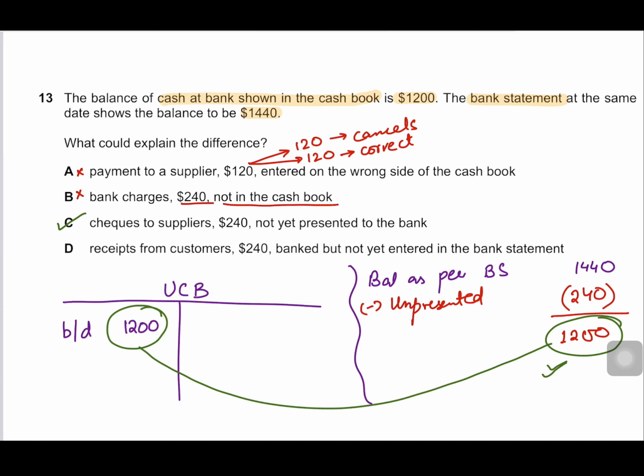Let's look at D as well. It says receipts from customers 240 banked but not yet entered in the bank statement. Okay, so this means that these are what? Uncredited deposits. Uncredited deposits are added to the bank statement balance. So if this is adjusted, the bank statement balance is 1440 positive, and if 240 are also added, they will increase my bank statement balance to 1680, and that won't reconcile with the cash book balance because that was standing at 1200 only. So D can't also be right.